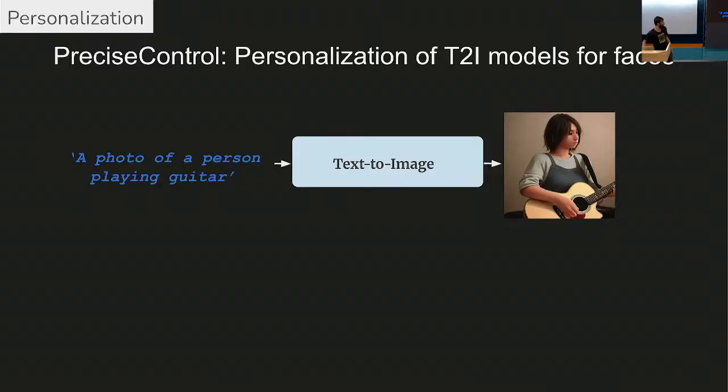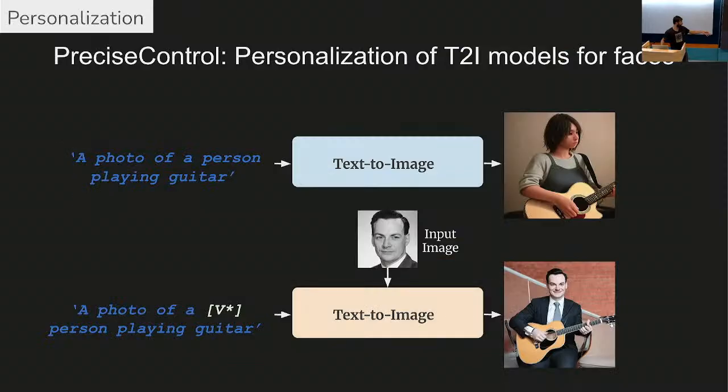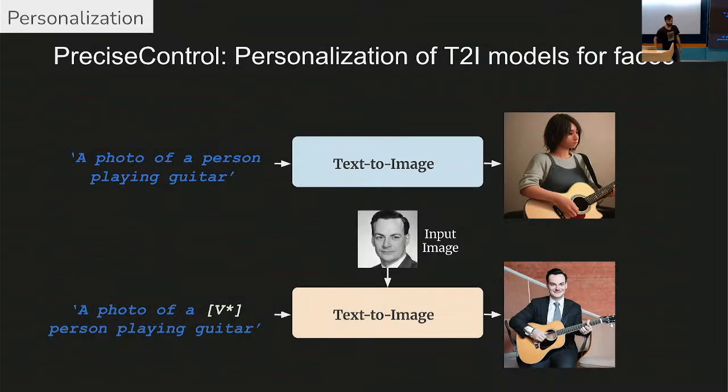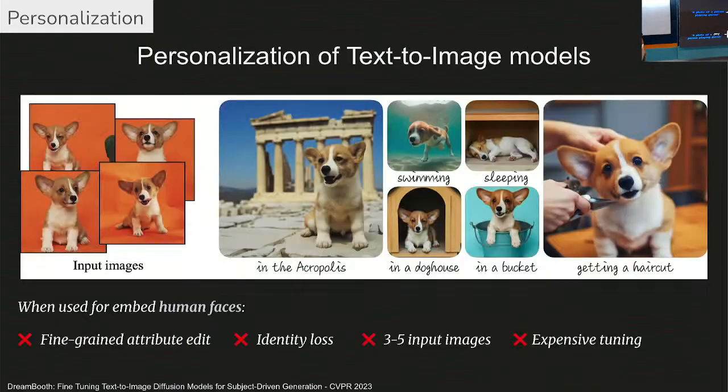So this is the problem setting. You say a photo of a person playing guitar, and a pre-trained model will generate something like this. However, we want to do something like this. I want to input only a single image, not 3 to 5 images, and adapt this text-to-image model such that it generates that person in novel variations. For example, here the person is playing guitar. You can see the identity is kind of matching.